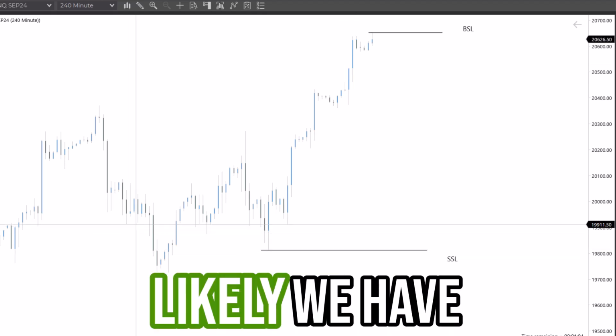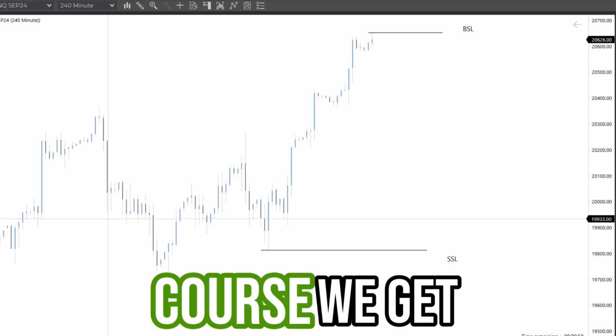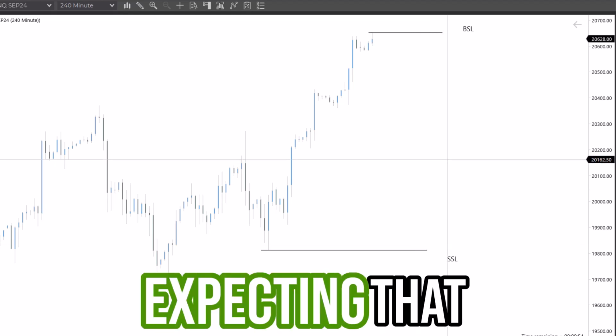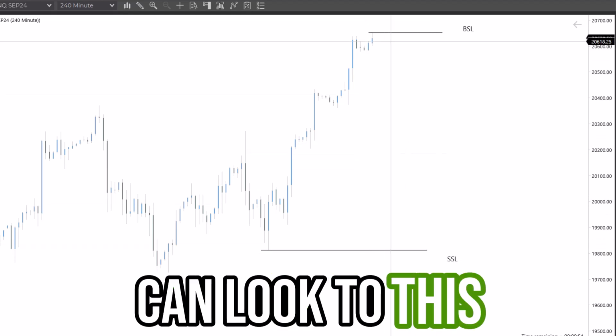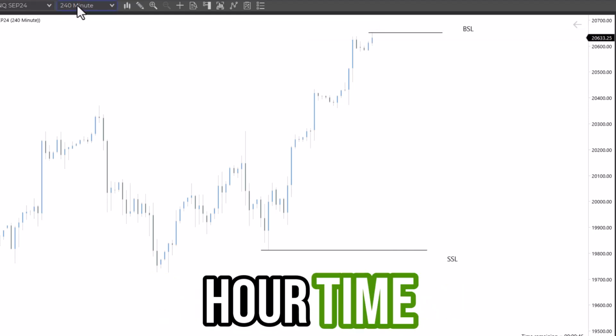More than likely we have all of this already mitigated zones right here. Of course we could come back to it, but in the 4-hour time frame, we're probably not expecting that to happen. We can look to this buy side here. Price is already in this area, so that's the 4-hour time frame.